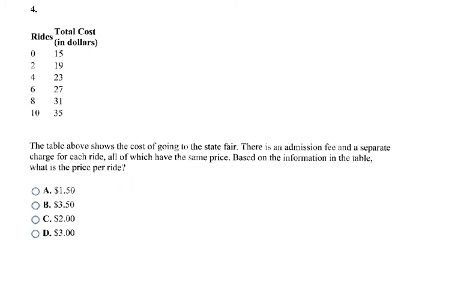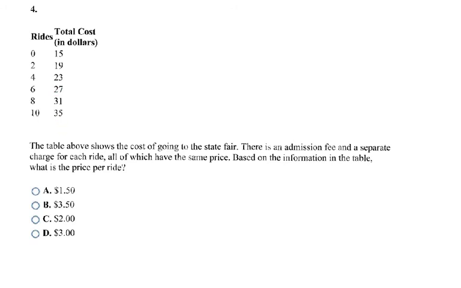So, looking at the table, I see if I don't have any rides, I still pay the $15 to get in. So that means that $15 is going to be that one-time admission fee. And then if I go to 2 rides, that's going to cost me $19. 4 rides cost me $23, and so on.